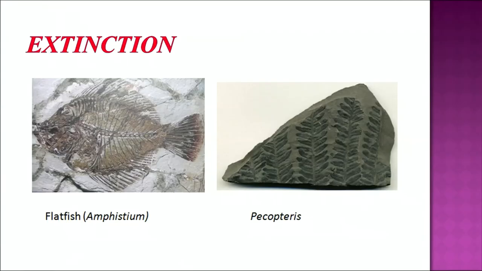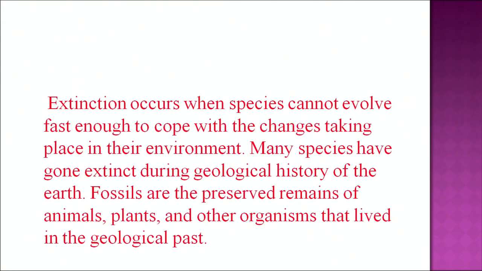This slide shows flatfish, the fossil, and Peucopteris, again the fossil, which have become extinct. Extinction occurs when species cannot evolve fast enough to cope with the changes taking place in their environment. Many species have gone extinct during the geological history of the earth. Fossils are the preserved remains of animals, plants, and other organisms that lived in the geological past.